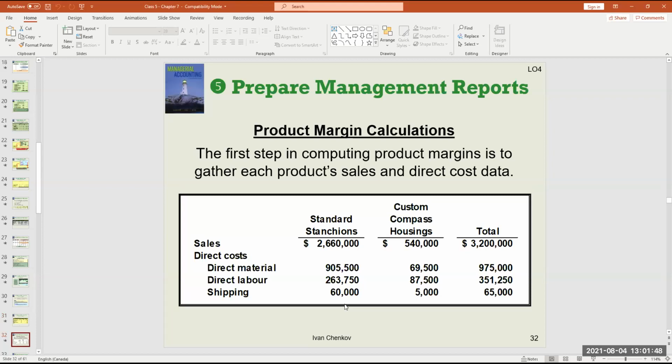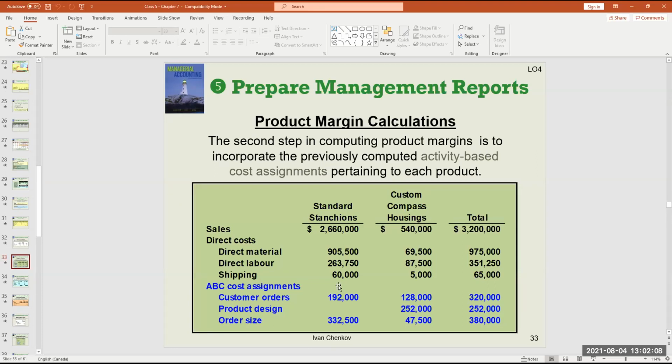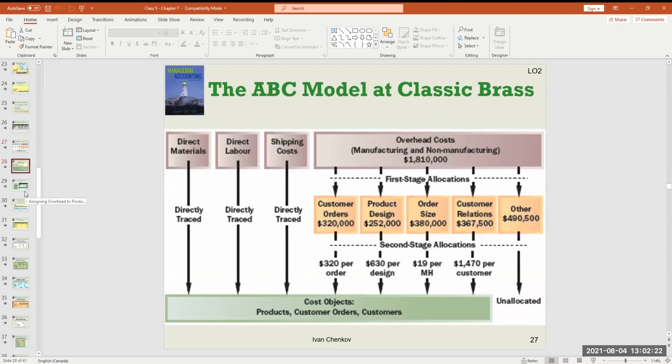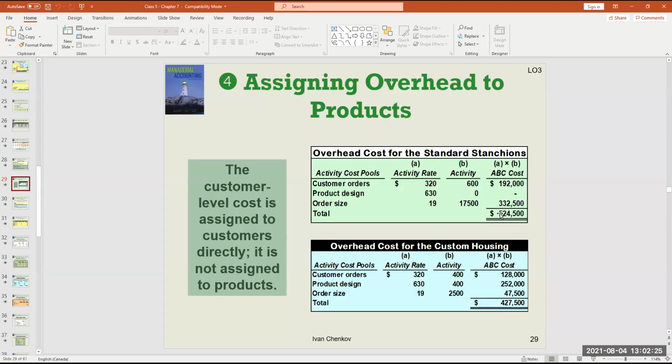So let's prepare the management report. First, go with the direct cost. Again, direct material, direct labor, and shipping. Since those are direct costs, they will be directly allocated. The interesting part comes with the manufacturing, non-manufacturing overhead cost based on the activity. So here, activity cost assignment, we're using this assignment, not this one, where was that? We're using this assignment to apply it in this chart right here.